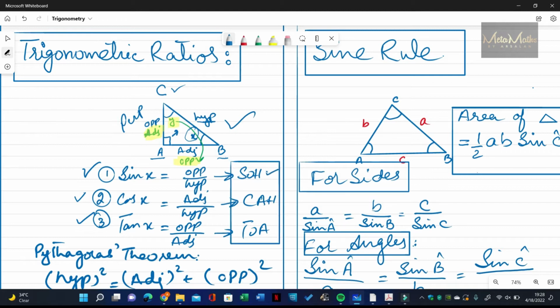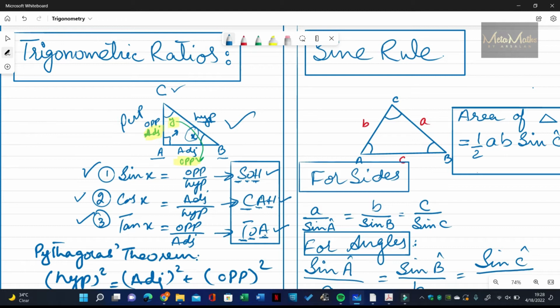So, SOH, CAH and TOA, right? If you want to use sine, you must know SOH. So S is for sine, O is for opposite, H is for hypotenuse. Similarly, CAH, C is for cos or cosine, A is for adjacent, and H is for hypotenuse, okay? And TOA, T stands for tangent or tan, O for opposite, and A for adjacent, right? So this is how we memorize trigonometric ratios.